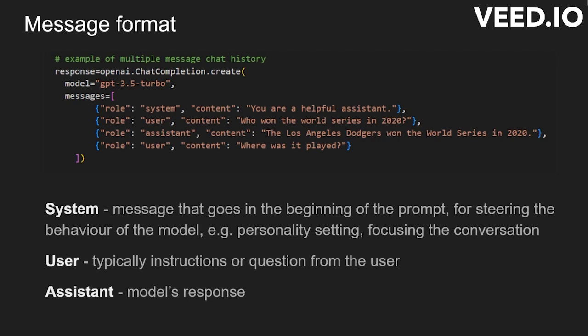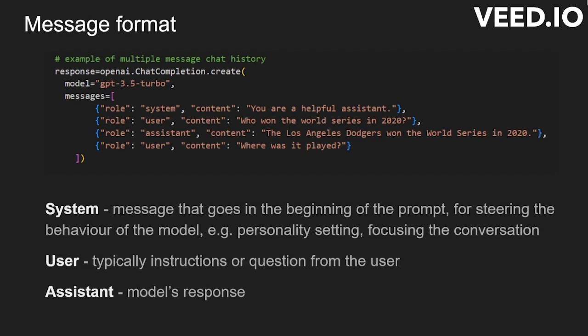The system role typically includes instructions that steer the behavior of the model. Some examples of behaviors I've seen developers use are custom personalities or personas, or using the system prompt for focusing the conversation. For example, imagine you're building a chatbot for taking pizza orders, and you want the bot to only respond to pizza ordering related questions.